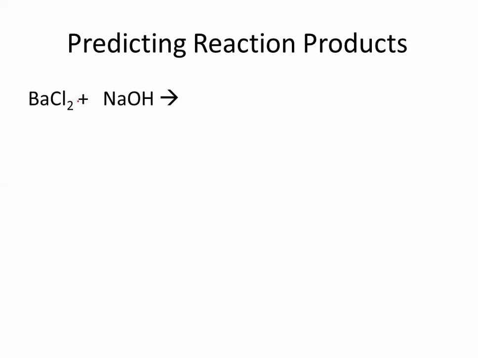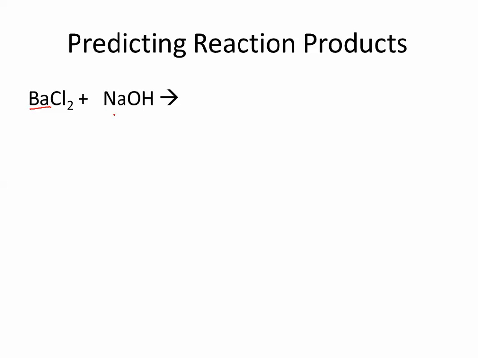We have barium chloride plus sodium hydroxide, and we want to predict what the products are going to be. Just looking at this, with two compounds, what is this reaction probably going to be? It's not going to be combustion, it's not decomposition, it's not single replacement. So really, all it could be is synthesis or double replacement. For our class, if you have a compound plus a compound, it's going to be a double replacement reaction.